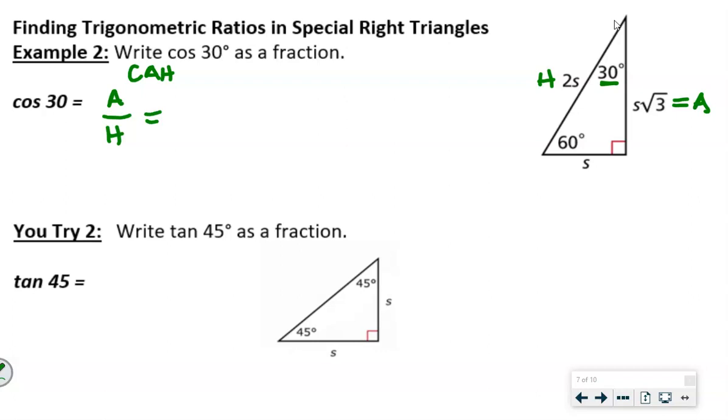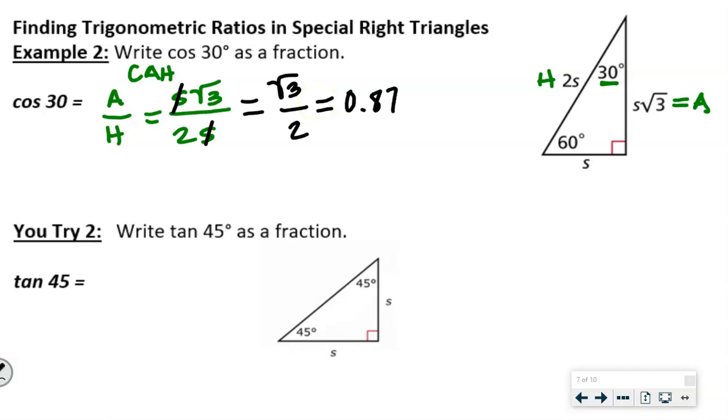That's going to be s square root of 3 over 2s. Notice we have an s on the numerator and the denominator, so they're going to cancel each other out, right? So we're going to end up with the square root of 3 over 2. Now, if you guys take the square root of 3 over 2 and do that in your calculator, then you get 0.87. And if you take the cosine of 30, guess what you get? 0.87, okay?